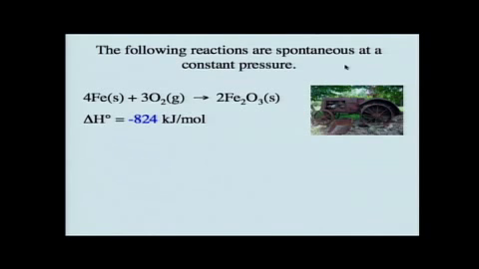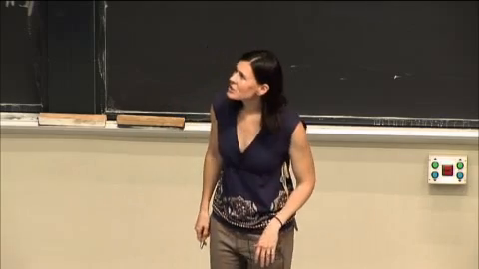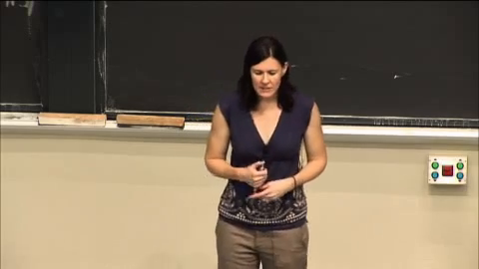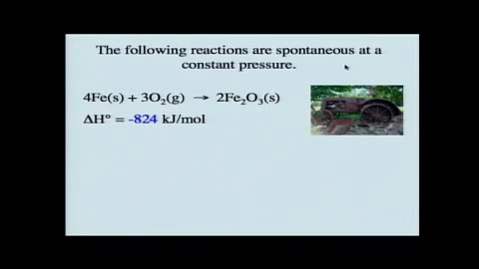So one spontaneous reaction is written here. This is just the oxidation of iron or the formation of rust. This turns out to also be an exothermic reaction. It has a negative delta H of 824 kilojoules per mole.